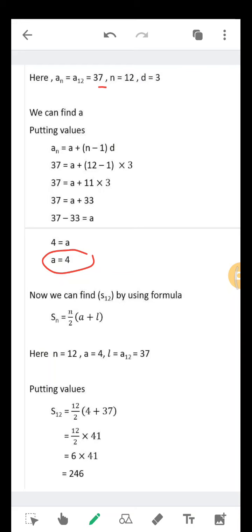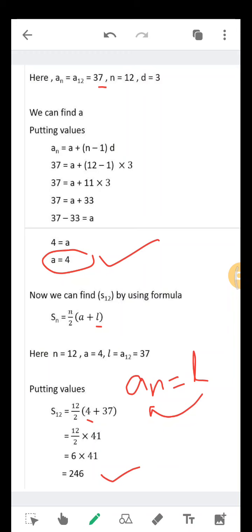S12, 12 by 2. A is 4 here, we just now found the a value, 4, plus l. an is 37, or we can say an is equal to l. So the last term is nothing but 37. Always remember the last term is nothing but an. So 4 plus 37, 12 by 2 into 41, that gives you 246.